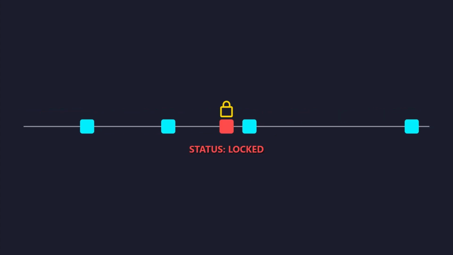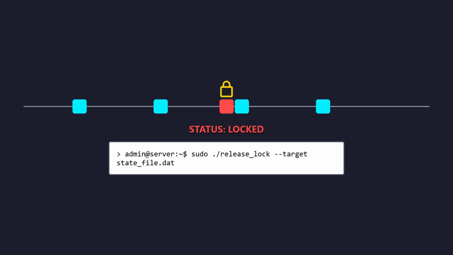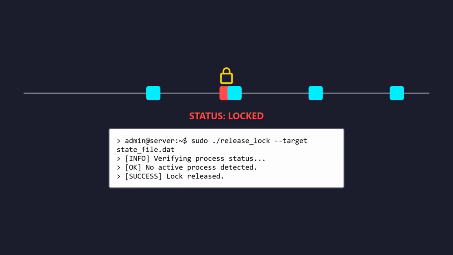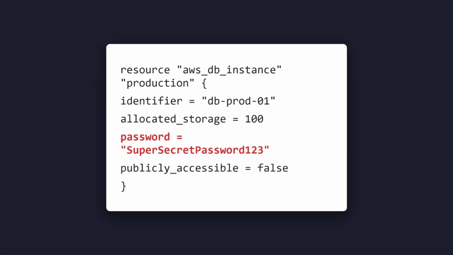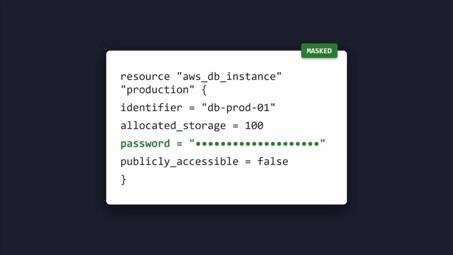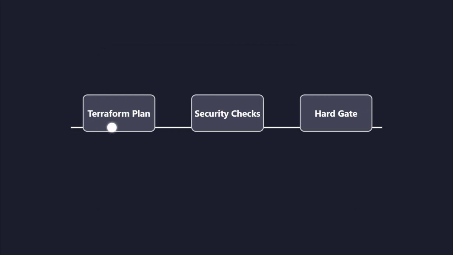If a workflow fails unexpectedly, it may leave a lock on the state file. Your automation should include a manual trigger or an administrative script to safely release locks after verifying that no other process is active. Terraform plans can occasionally contain sensitive information, like database passwords. Ensure your runner is configured to mask these values in the logs and pull request comments to prevent accidental credential exposure.